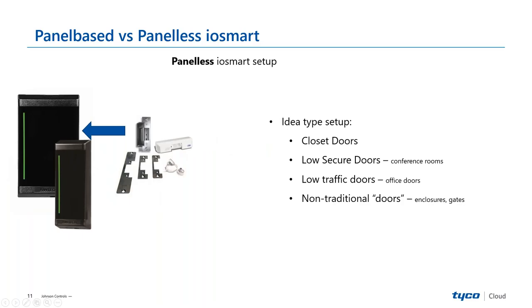Typical setup for panel-less doors are closet doors, low-secure doors, like conference rooms, for example. You want to secure a conference room so you keep it safe and clean and everything. But you know what? Putting a full-fledged door is expensive. How about I just put now a panel-less door? I tap my card, the door unlocks for an hour. Low traffic doors, like office doors. Again, most office doors don't have cards. But if I want to secure it, but not more than that, I can use this.